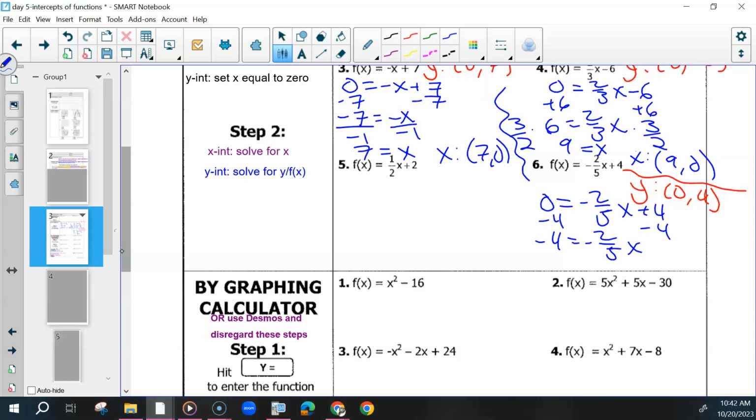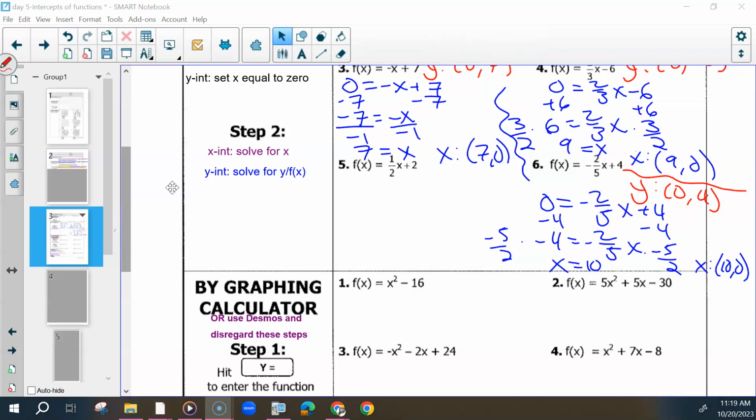Okay, anyway, how would we get rid of this? Multiply by the reciprocal. 5/2. Because reciprocal. And what 10.